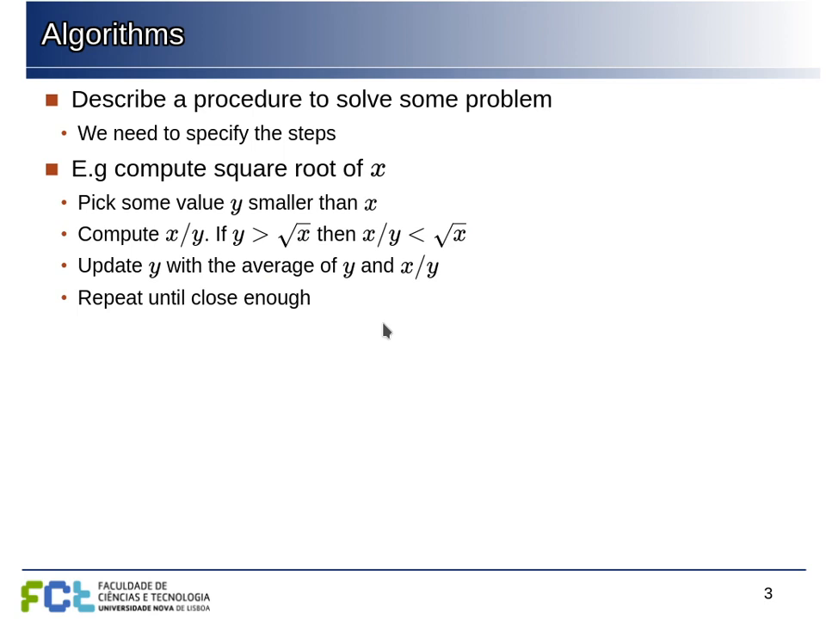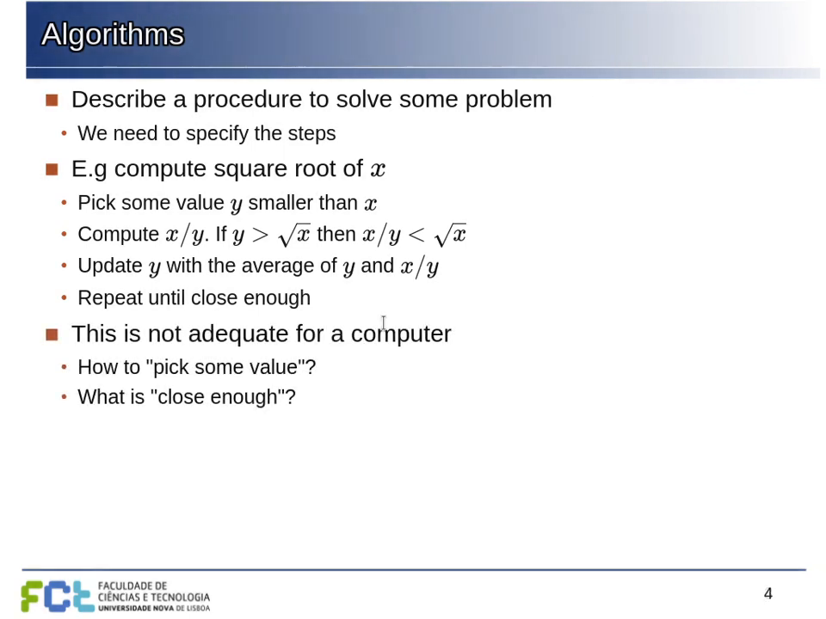So this would be one way of explaining to someone how to compute the square root of a number. Just pick a smaller number, compute the original number divided by that guess, and then compute the average and keep updating the guess as many times as necessary. The problem with this description is that we cannot give it to a computer, because we cannot tell the computer to just pick some value. The computer would have to decide on the value, or to do something until it's close enough.